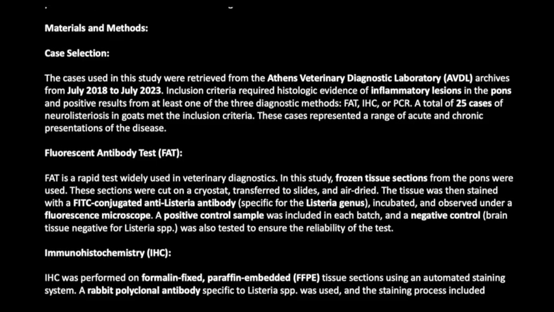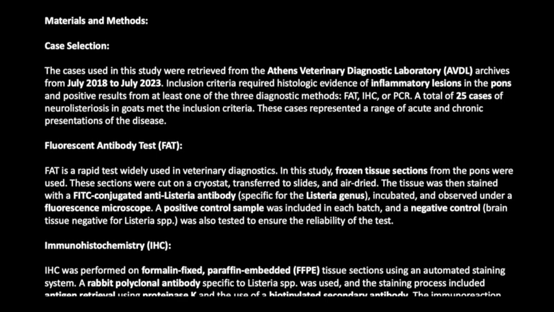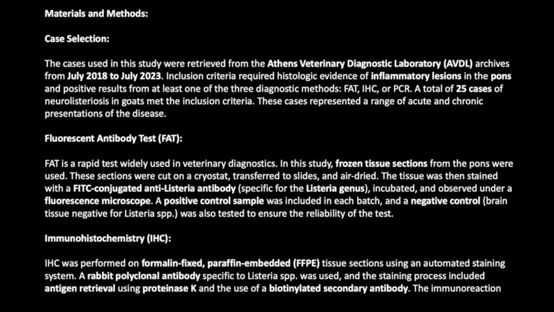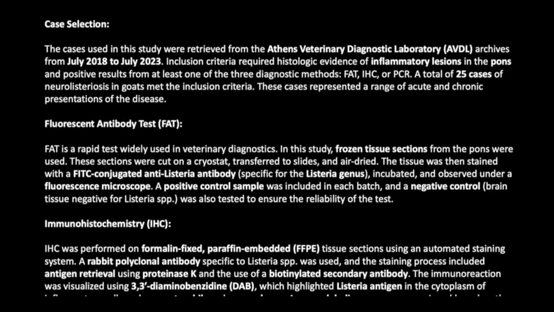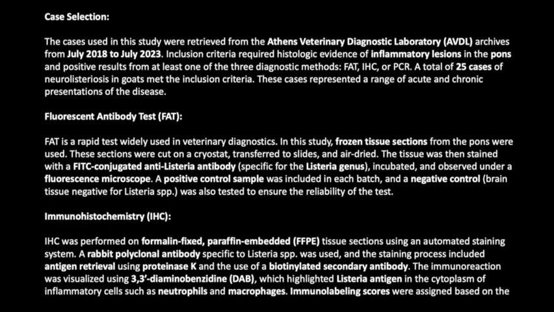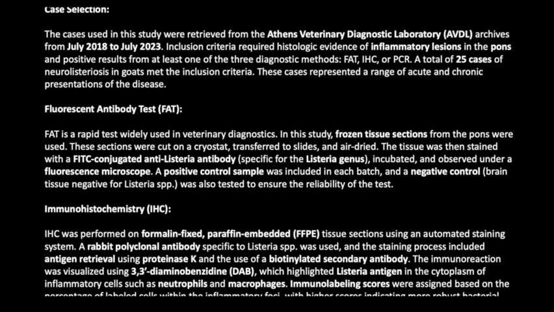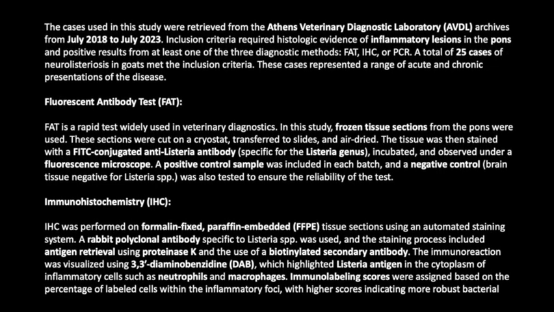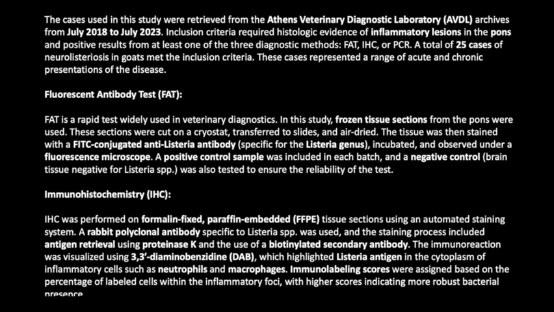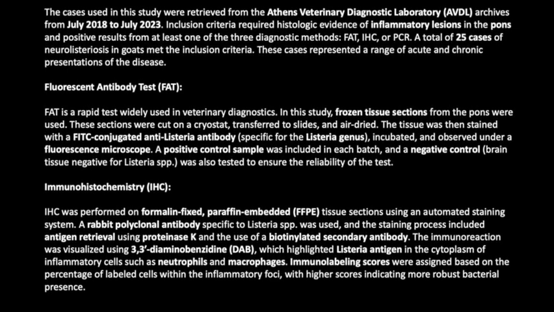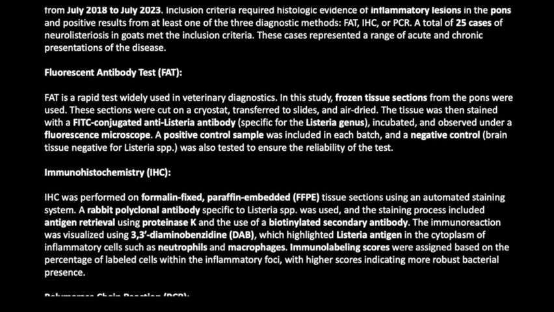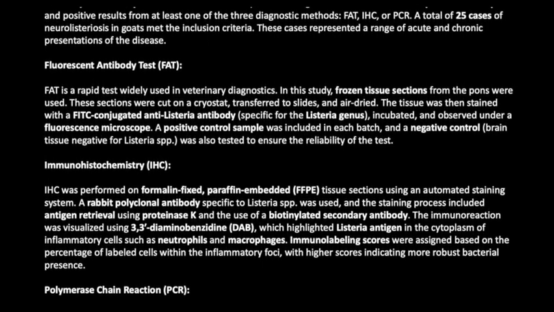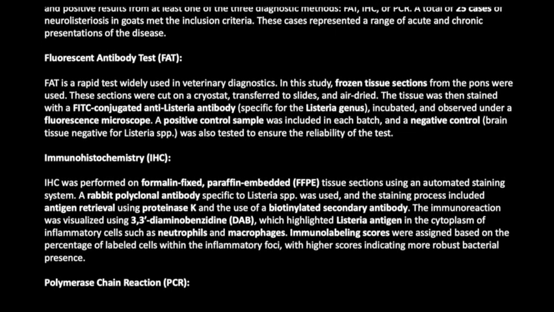Fluorescent antibody test, FAT. FAT is a rapid test widely used in veterinary diagnostics. In this study, frozen tissue sections from the pons were used. These sections were cut on a cryostat, transferred to slides, and air-dried. The tissue was then stained with a FITC-conjugated anti-Listeria antibody, specific for the Listeria genus, incubated, and observed under a fluorescence microscope. A positive control sample was included in each batch, and a negative control, brain tissue negative for Listeria spp., was also tested to ensure the reliability of the test.